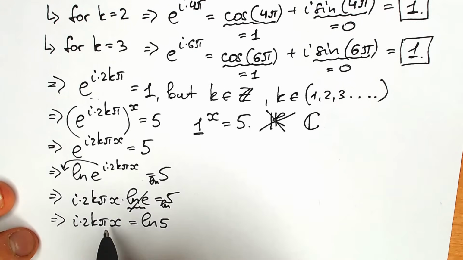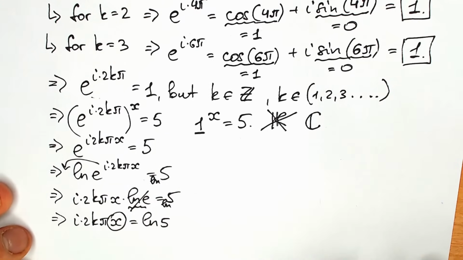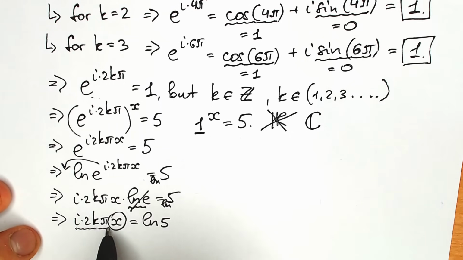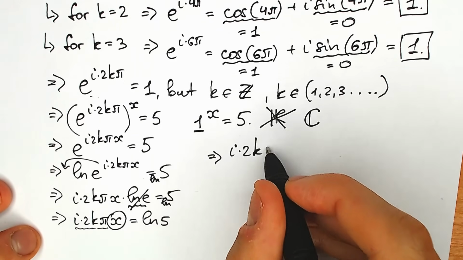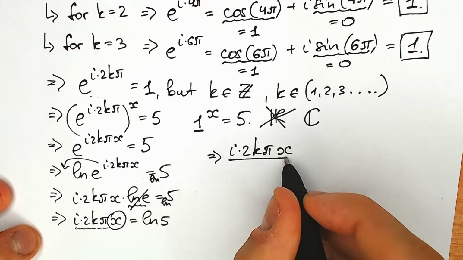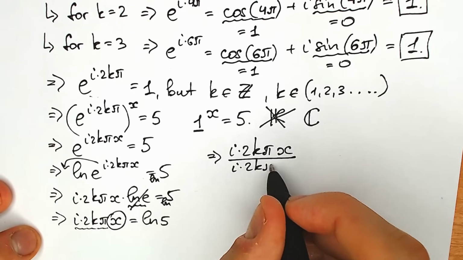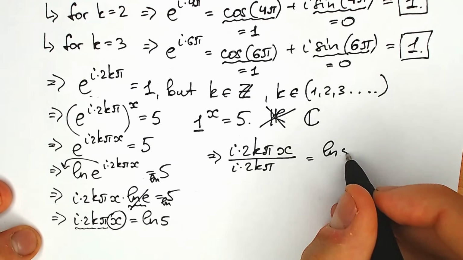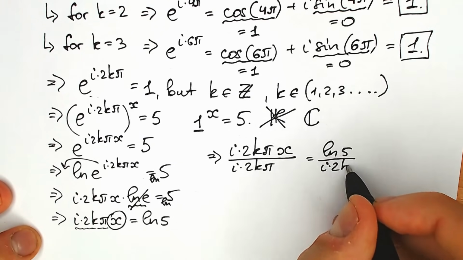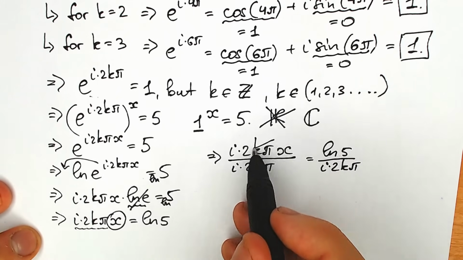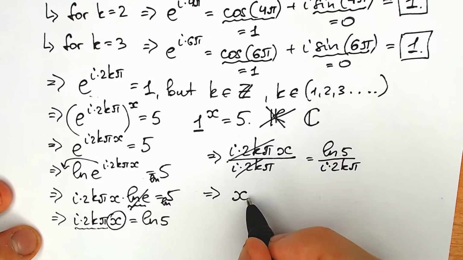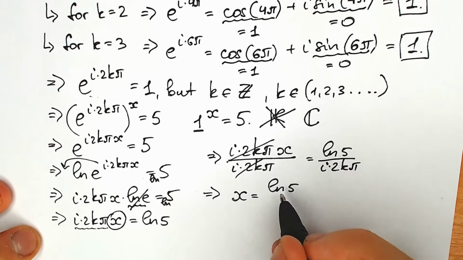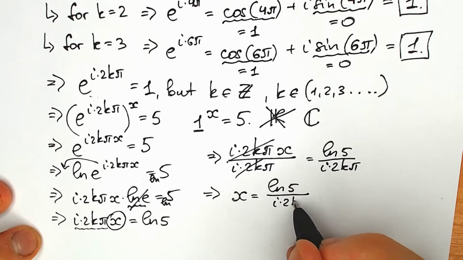And we need to find from here our x. Of course, we need to divide both sides by this expression, i times 2kπ. As a result, we have i times 2kπ x divided by i times 2kπ equal to natural log 5 over i times 2kπ. Of course, from here we can easily cancel it. And as a result, we have our answer. We have x equal to natural log 5 over i times 2kπ.